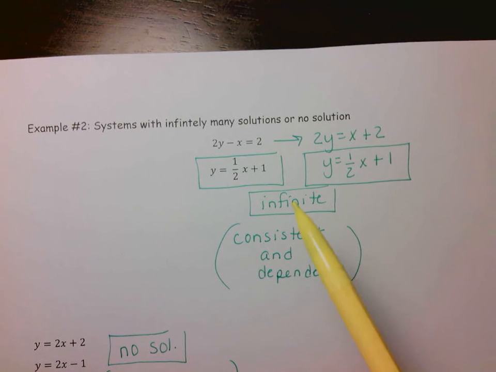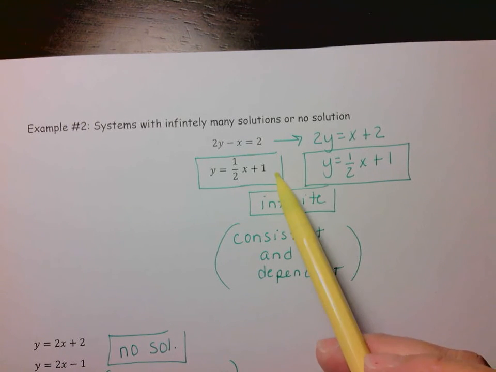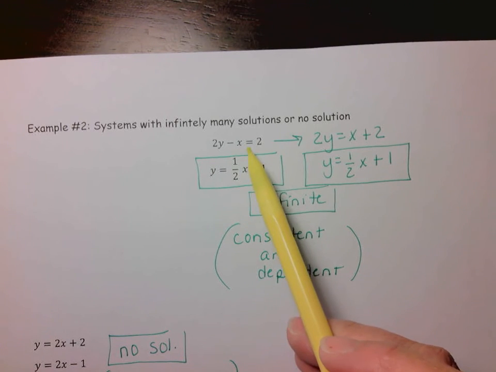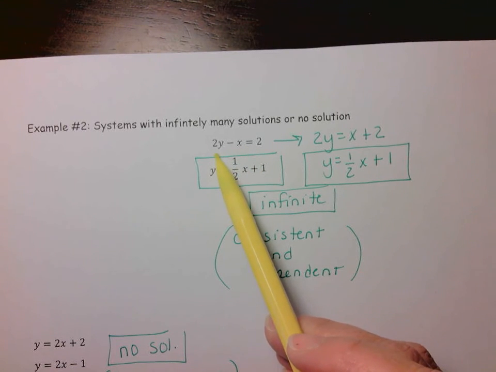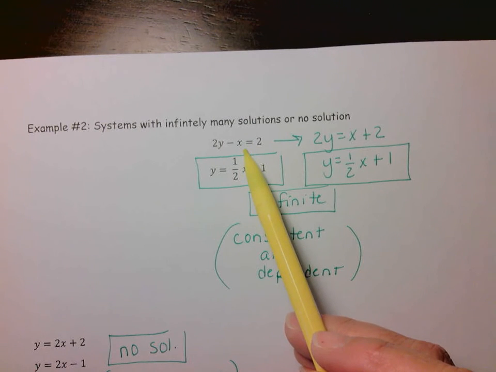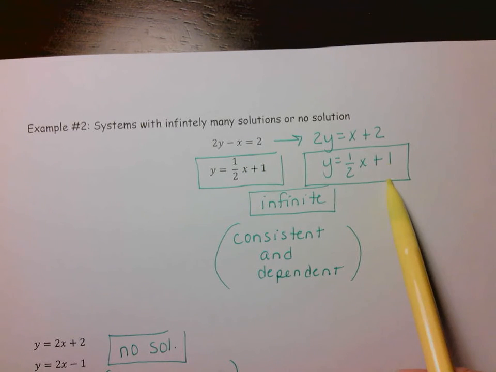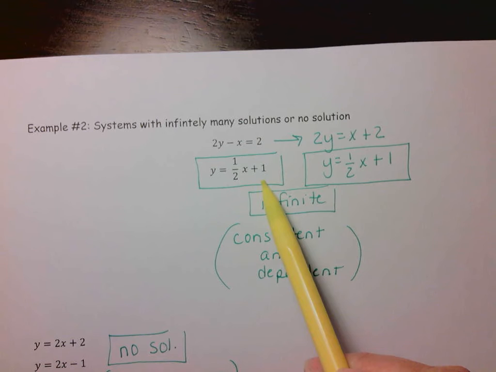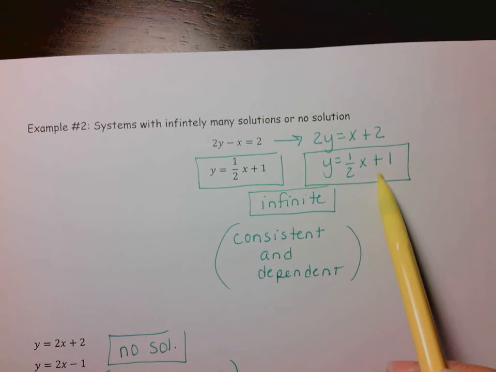So what am I going to do? I want to put them both into the same form just so I can compare them. I think the easiest thing to do here is to take this top equation and put it into y = mx + b form. So how did I do that? I added x to both sides and then I divided everything by 2. And once I did so, what happened? If I compare that to the second line, I notice they're the same line.